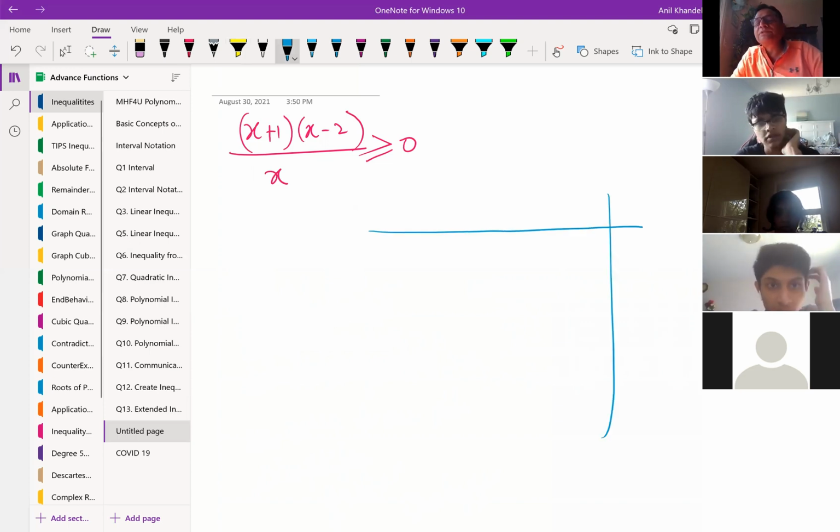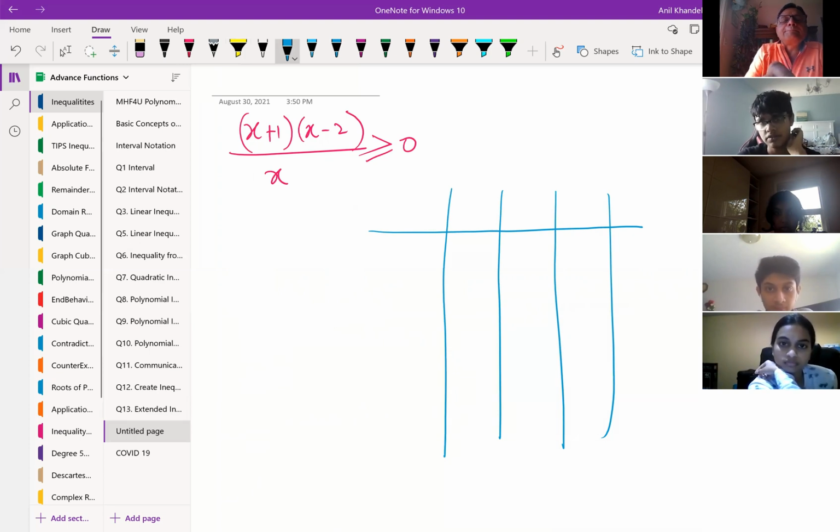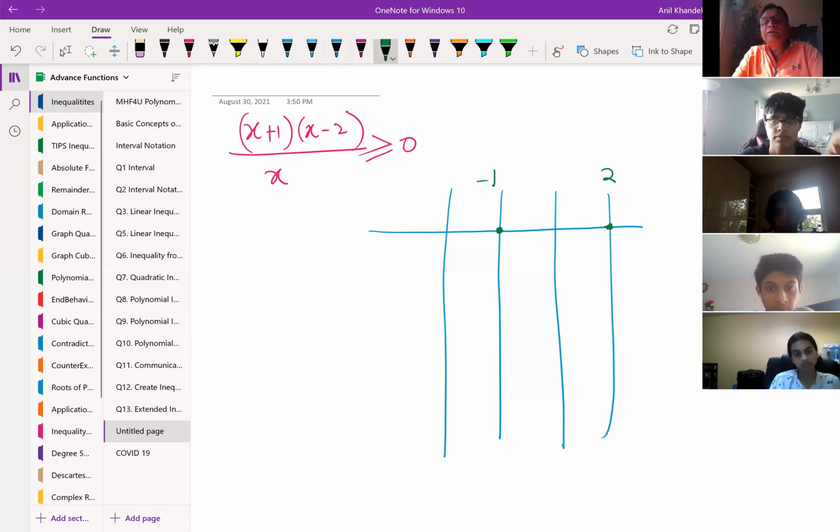We'll start with Hamza. Tell me, first, zeros and discontinuities. So zeros would be 1 and 2. No, be careful. Negative 1 and positive 2. So zeros at negative 1 and positive 2. Is that clear? These are the zeros which could be part of the solution, since it is greater than or equal to. So zeros are part of the solution. I have put them as solid filled-in circles, indicating that they could be part of the solution. Is that clear to you?